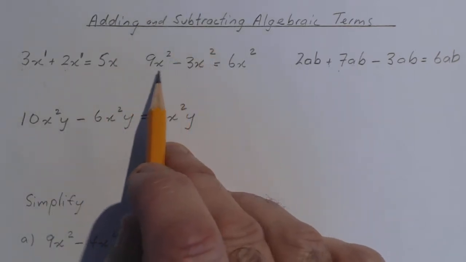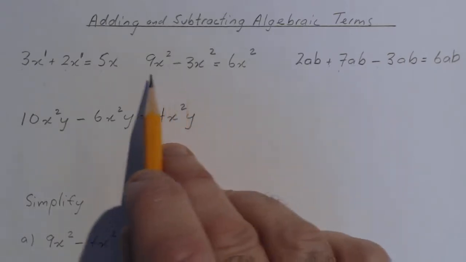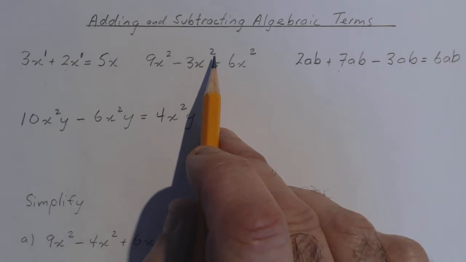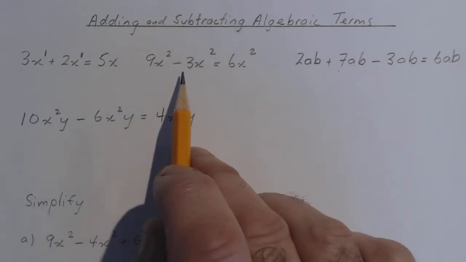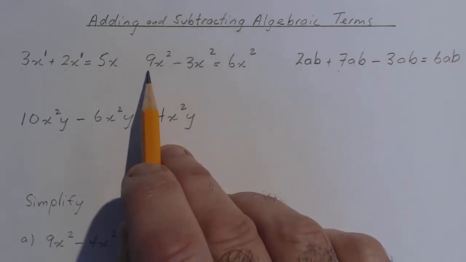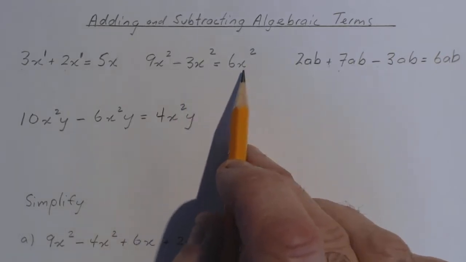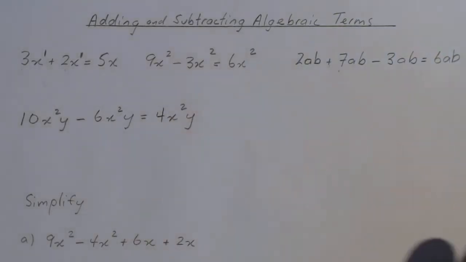Same thing here, we have 9x squared minus 3x squared. Both these terms have the same variable and power, x squared. And all we do is collect the number in front of the variable, which is the 9 and the minus 3, and we get 6. And then, of course, we keep the same variable and power.